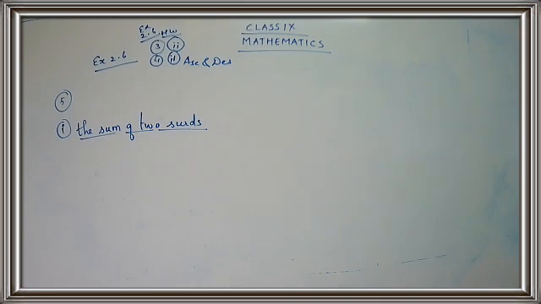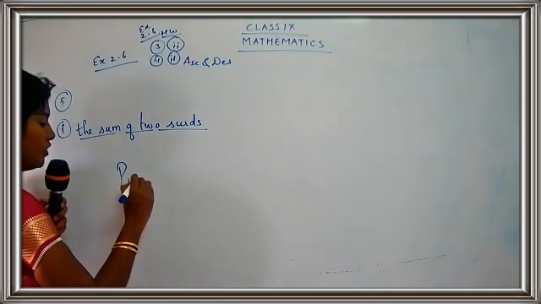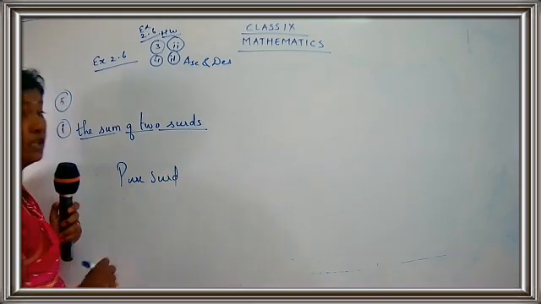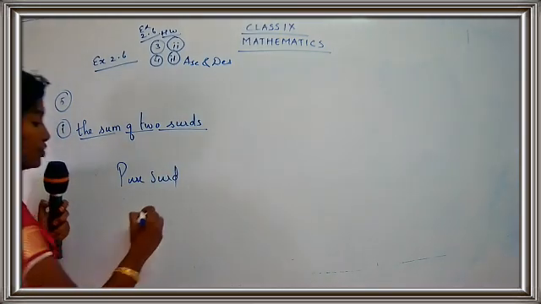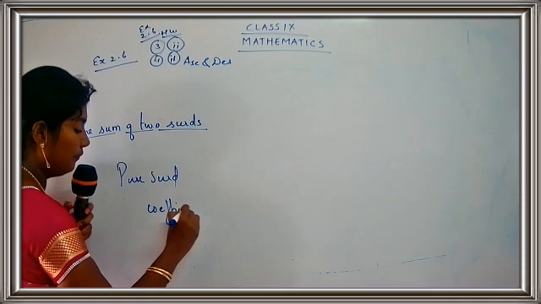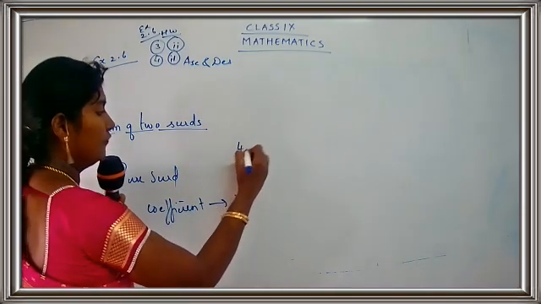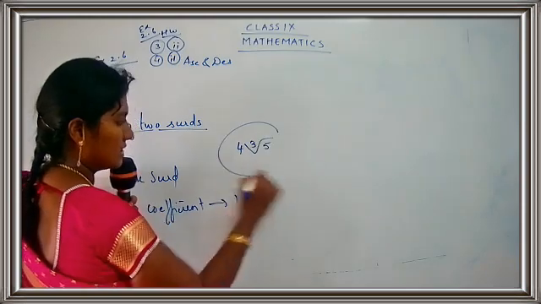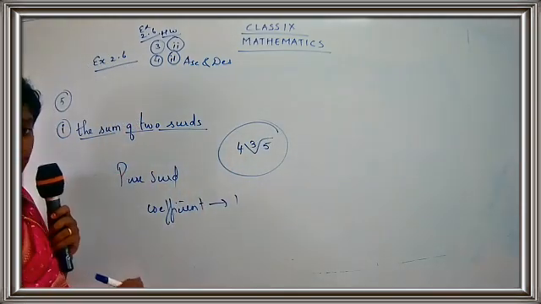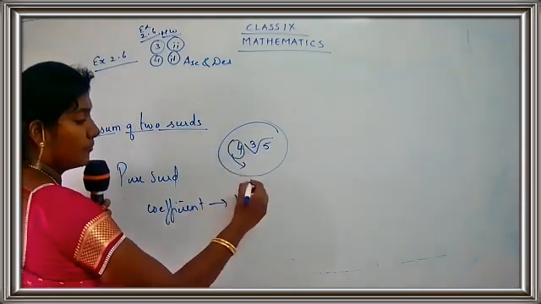Have you taken on the question, children? Let's move with the first part, the sum of two surds. What's the question? The question says, can you get a pure surd? Now, what is the meaning of pure surd? The meaning of pure surd is a surd with the coefficient 1. What should be the coefficient? The coefficient should be 1. Suppose I give you a surd 4 cube root of 5. This is a surd. What is the coefficient here? The coefficient is 4.